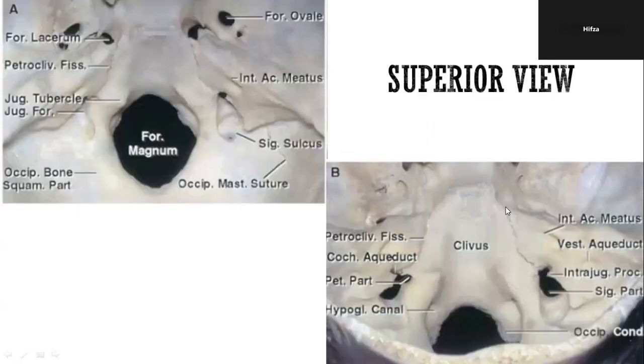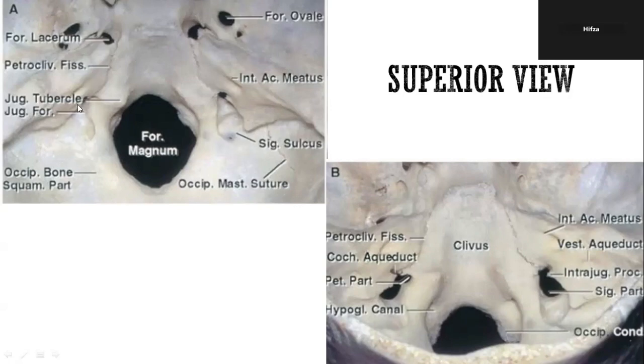Now, coming towards the osseous anatomy, here we can see this is the squamous part of occipital bone. This is the clivus. Here we have foramen magnum, and this is the middle cranial fossa, where we can clearly appreciate the foramen ovale, lacerum, and rotundum. And here we have the jugular foramen. The jugular foramen is formed by the petrous part of temporal bone and the squamous part of occipital bone.